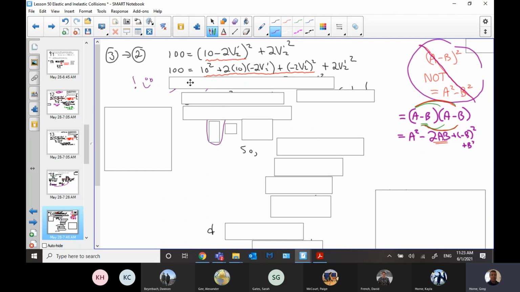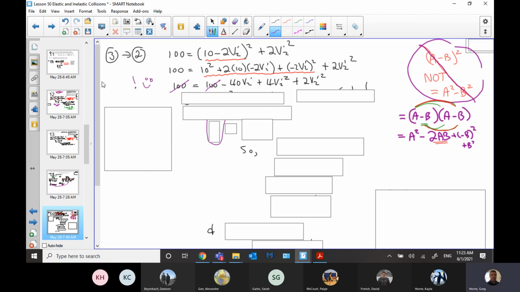Yeah, so we end up with that. Notice some happy algebra here. We have a 100 equals a 100 plus a bunch of other stuff. You're like, ooh, I can just subtract 100 from both sides, make those go away.